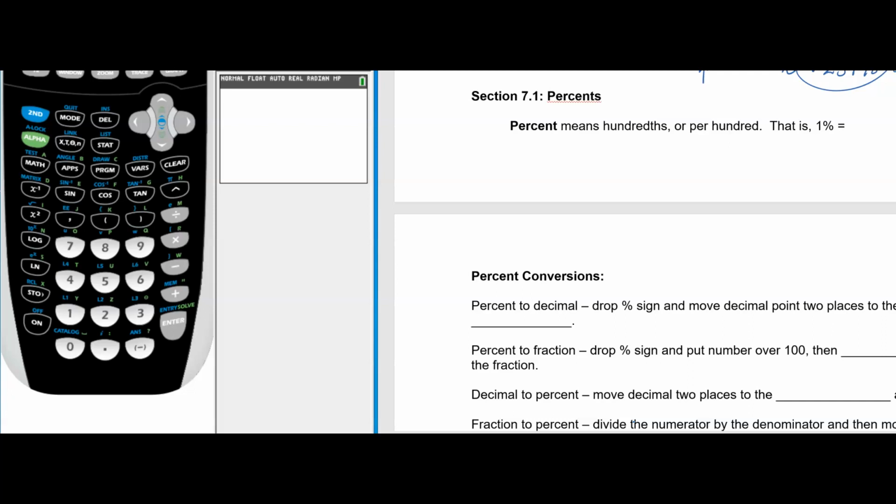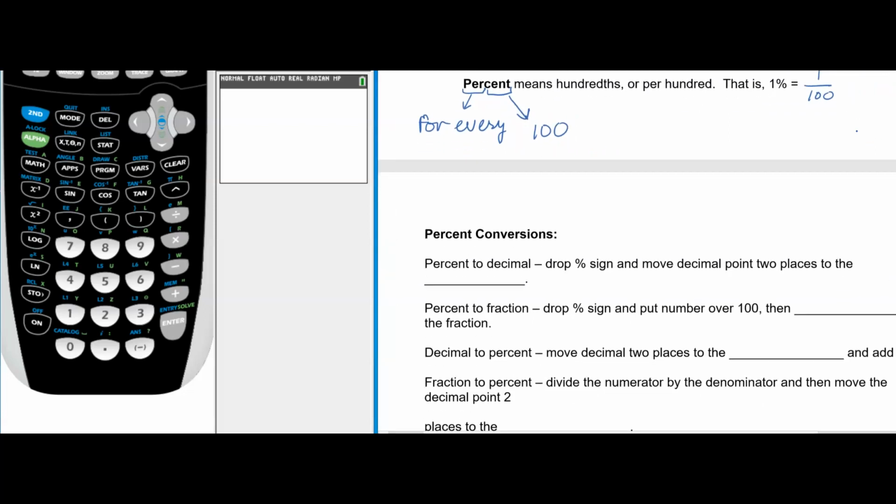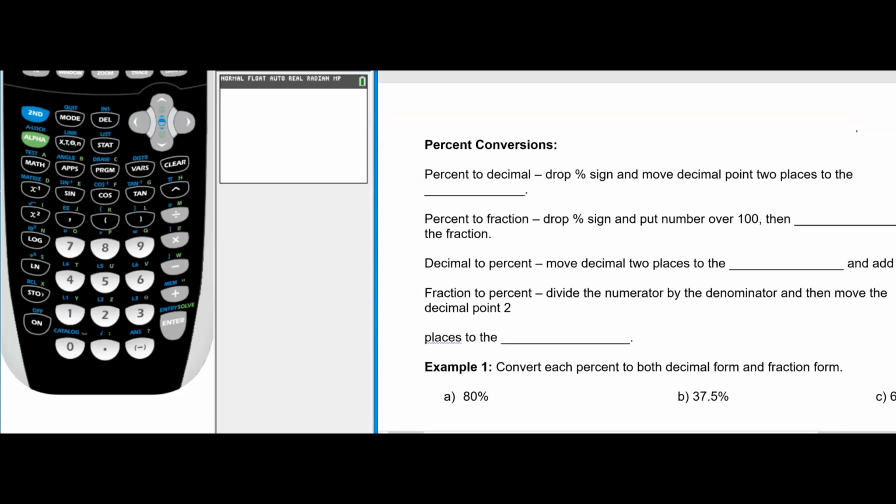Okay, so percent, what does that mean? The word per, you can think of that as a translation, just means for every. And cent, the root of the word cent, means 100. So percent means for every 100. So 1% is 1 out of 100. Okay, if we want to convert a percent, let's move on to the next page here.